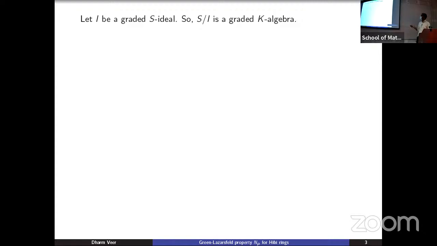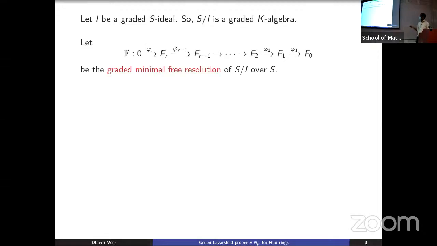Furthermore, let I be a graded ideal of S. So S mod I will be a graded A-algebra, and also S mod I has an S-module structure, and let F be the graded minimal resolution of S mod I over S. So what do we mean by the term graded minimal resolution? Let's try to understand this. By free resolution, we mean that all these modules F_i are free S-modules, and F is an exact complex. And furthermore, the cokernel of the map Phi_1 is S mod I.